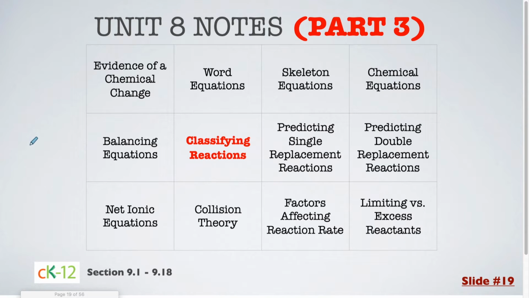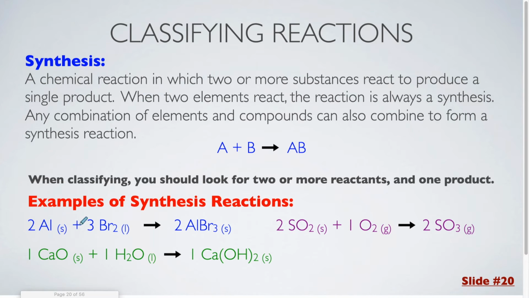In part 3 of the Unit 8 notes, we are going to be looking at how to classify different types of chemical reactions. Our first type of chemical reaction is called a synthesis. A synthesis is a chemical reaction in which two or more substances react to produce a single product. When two elements react, the reaction is always a synthesis. A combination of elements and compounds can also combine to form a synthesis reaction.